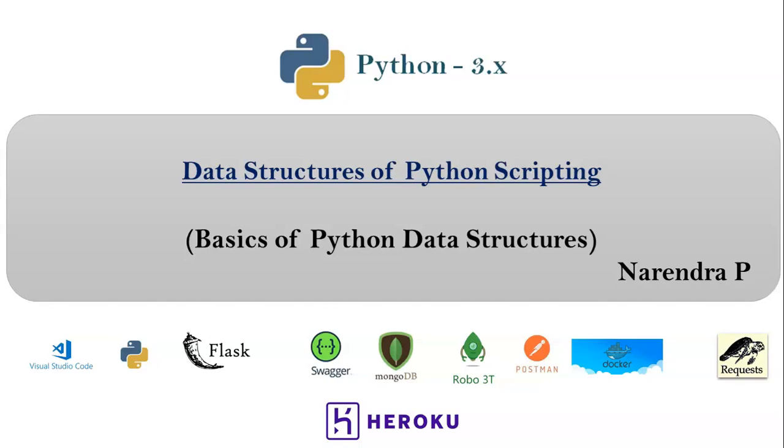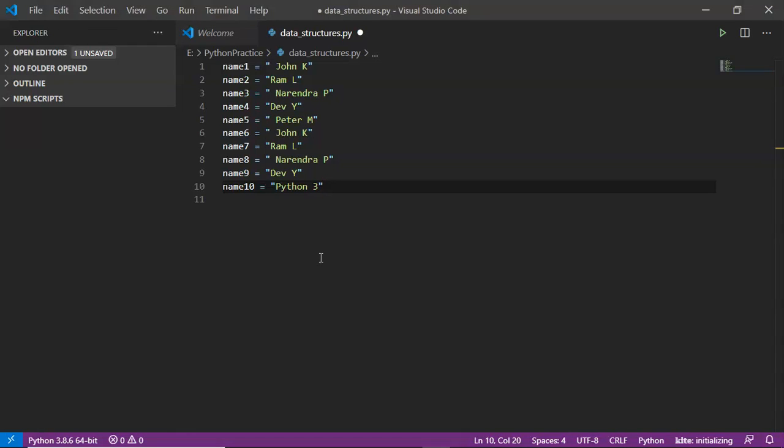Friends, here I will be talking about data structures of Python scripting. First, let me go with one simple example before entering into data structures of Python scripting. See here, I have taken a simple script with 10 variables, and all 10 variables are of data type string. And now I want to print all these 10 variables. Yes, we can print it using the print function.